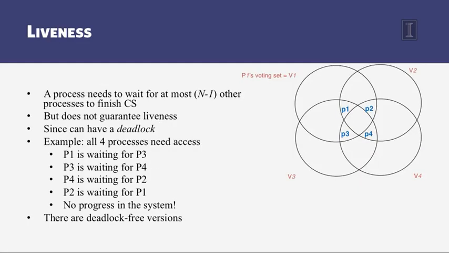For liveness, a process needs to wait for at most n-1 other processes to finish the critical section, and you might think this guarantees liveness. However, Maekawa's algorithm has a subtle behavior in its original form that can actually violate liveness because it can result in a deadlock. Here is an example of a deadlock. Again, in our example of 4 processes P1, P2, P3, P4, suppose all the 4 processes request access to the critical section. P1 gets some replies but is waiting for P3's reply.